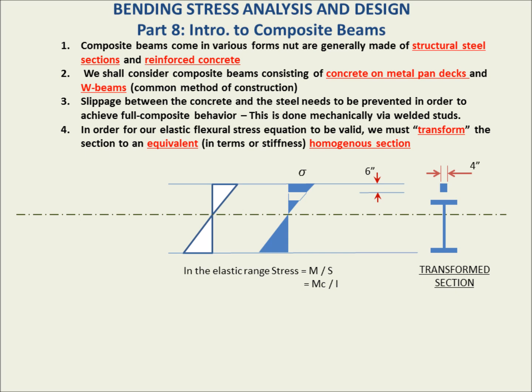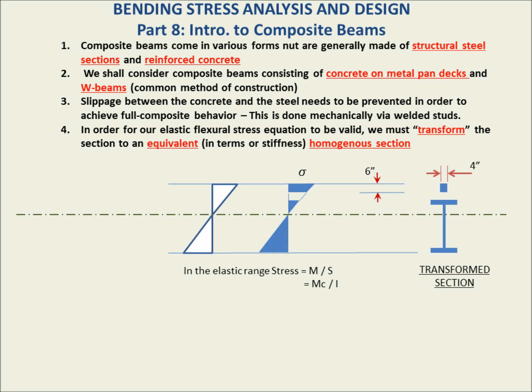So just to take a step back, we had a concrete and steel section. This makes it such that our linear flexural stress equation is not valid. In order to make it valid, we create a transformed section that is made from a homogeneous material. We change the entire material to steel. We create an equivalent amount of steel from the concrete.